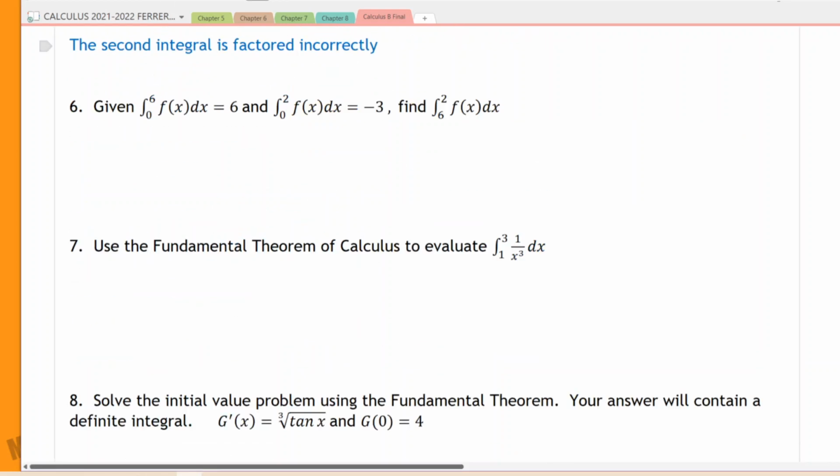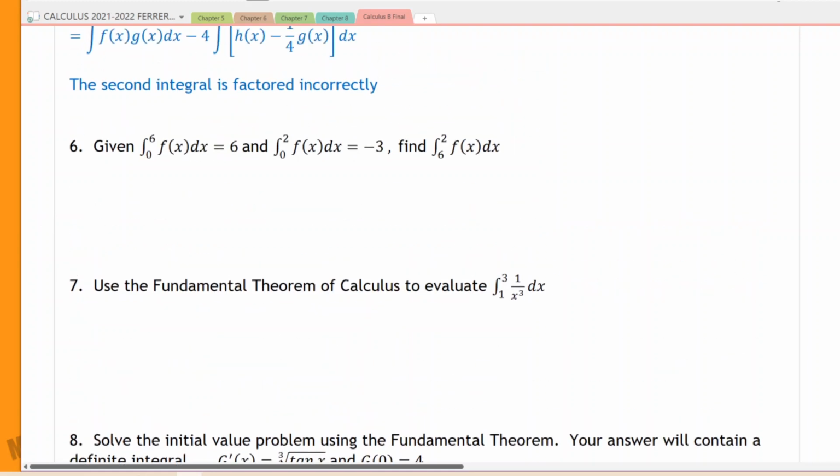Okay, number 6. We've got the integral from 0 to 6 of f of x dx is 6, and the integral from 0 to 2 of f of x dx is equal to -3. And we're supposed to find the integral from 6 to 2. So I'm looking at this question, and I see some numbers here. First of all, I see the 0. I see a 6. And I see a 2.